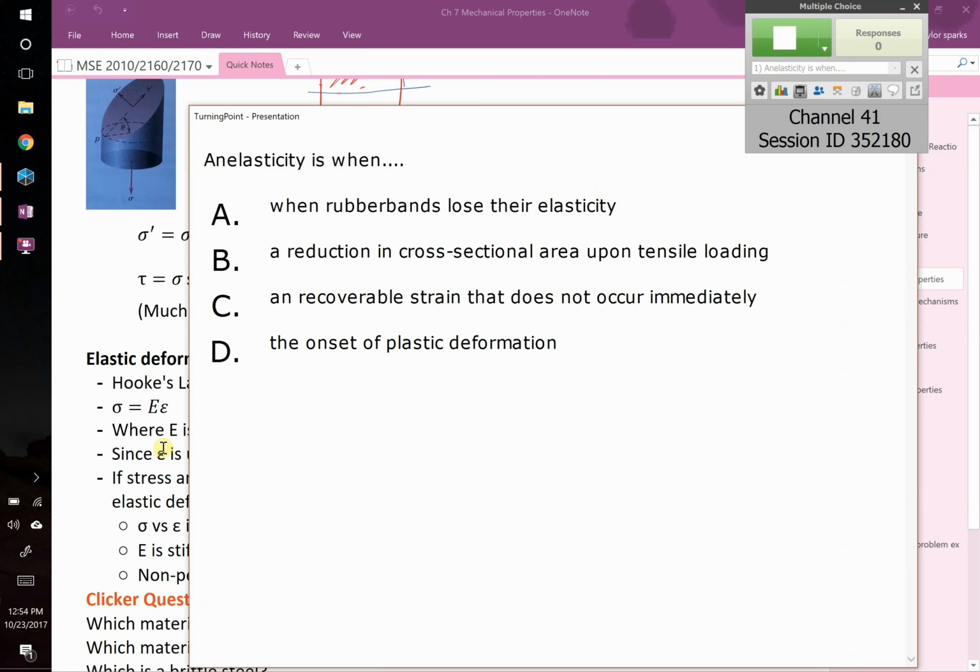Okay, we'll get started with our reading quiz for today. And our first question is in regards to anelasticity. So anelasticity is A, when rubber bands lose their elasticity. B, a reduction in cross-sectional area upon tensile loading. C, a recoverable strain that does not occur immediately. Or D, the onset of plastic deformation.